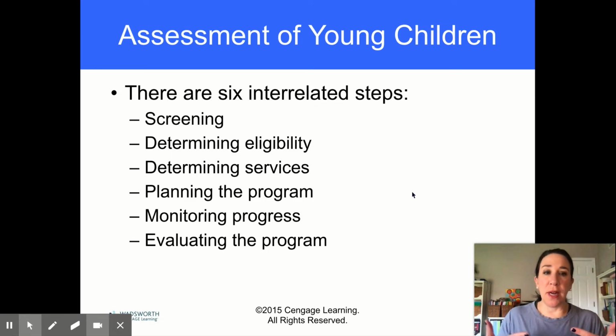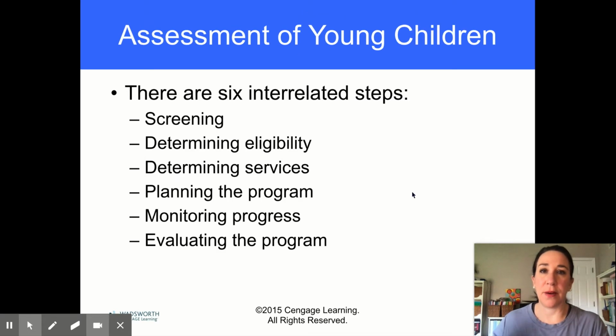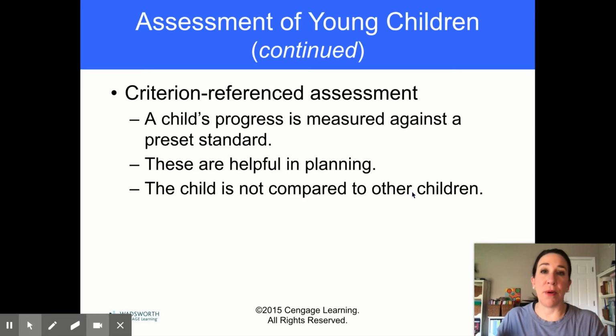Okay. So, 6 steps: screening, determining eligibility, determining services, planning the program, monitoring progress, and evaluating the program. Screening is basically, is this a child that we think needs to have further assessment? So, your book talks about child find. Screening is assessing the child to see if they meet the requirements for an IEP or an IFSP, right?